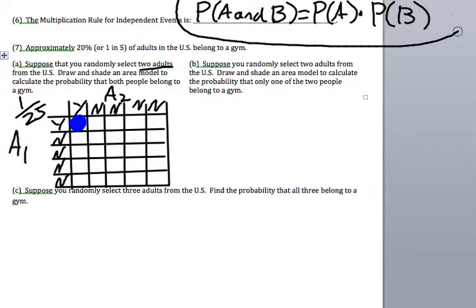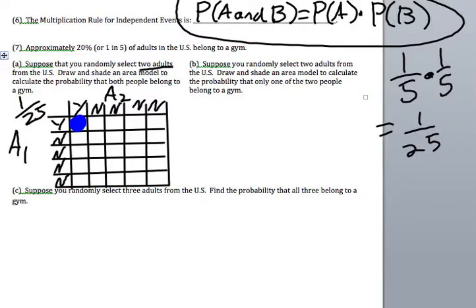Let's go ahead and use our multiplication rule. This is an extra question. It's not in the prompt. But look, you have 1 in 5, 1 in 5. That's 1 over 5 for 1 adult times 1 over 5 for the other adult. Probability A times probability B. Multiply across. 1 times 1, 5 times 5. And we get the same value. We get that 1 in 25.